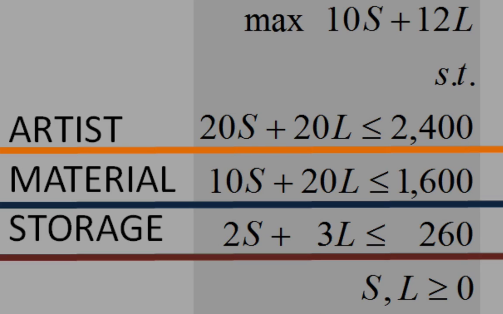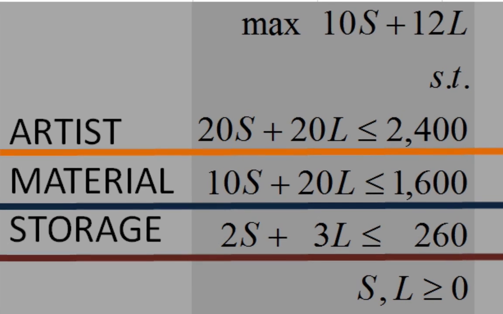The overall optimization problem therefore read max 10s plus 12l subject to 20s plus 20l less than or equal to 2400, 10s plus 20l less than or equal to 1600, 2s plus 3l less than or equal to 260, and the non-negativity constraints.